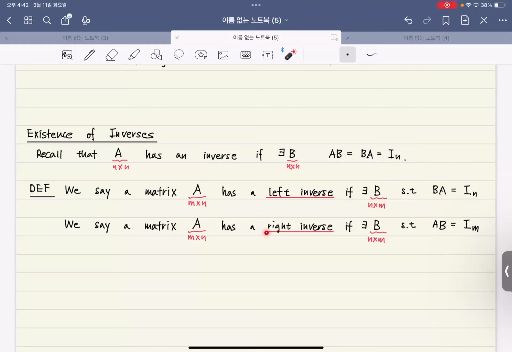And for the right inverse, if I can find another matrix B such that, this time, if I multiply matrix B to the right of A, it equals the identity, then B is called a right inverse of matrix A. So this is the left and right inverse.